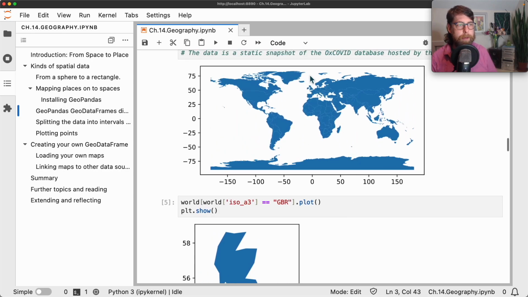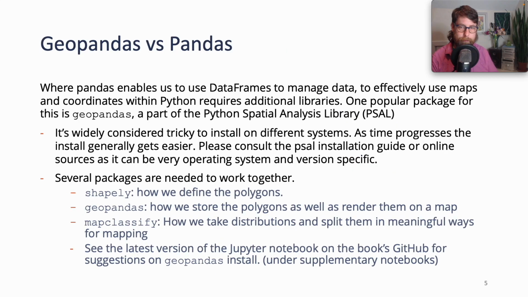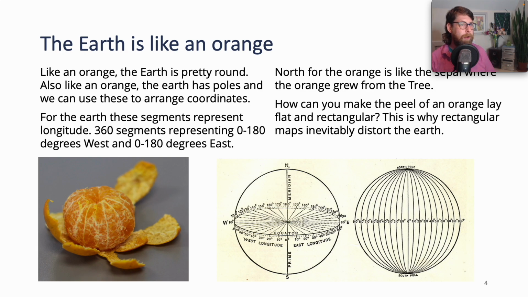It's also worth noting that the map itself really misrepresents or distorts the size of things, but further to the orange metaphor right here, one of the reasons why it's distorted like that is, how can you make the peel of an orange lay flat and rectangular? And this is why rectangular maps inevitably distort the Earth. We simply can't do it. You'd have to stretch in some way or another, or arrange the segments in some sort of curious way. So there's no really right projection of the Earth, although some are more effective for conveying things than others.